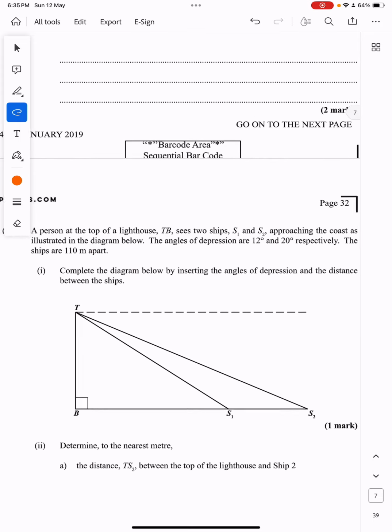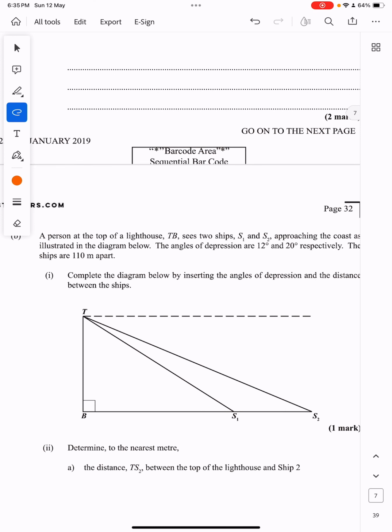So we're told that the angle of depression, remember, angle of depression is where you're standing up and you're looking down, right? So therefore, between T, the eye level, and S2, TS2, we're going to have an angle of 12 degrees. And then we're going to have an angle of 20 degrees between the eye level and TS1, which therefore means that we have an angle of 8 degrees in this space here, because 20 take away 12 is 8. All right.